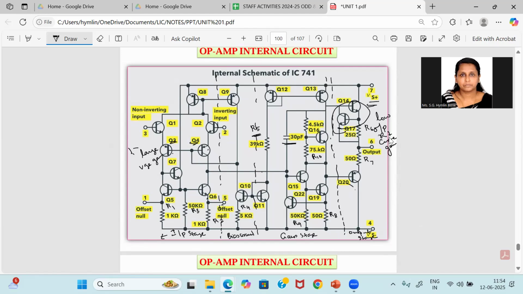So this is about the internal structure of the IC 741. Hope it will be helpful for you. Thank you.